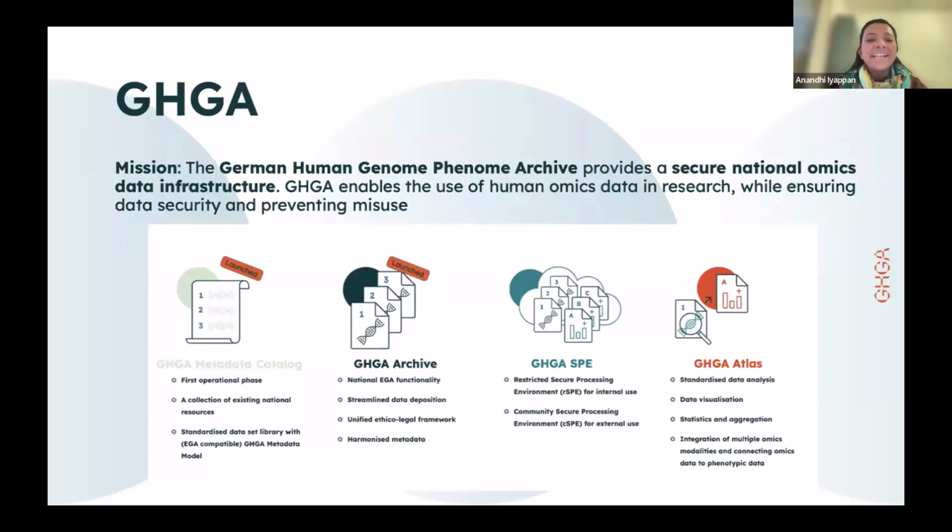Thank you. So GHGA is the German Human Genome-Phenome Archive, the project that is focusing on providing a secure omics infrastructure for storing human genomics data in a safe and responsible manner. We also ensure that the data is highly protected and prevent any kind of misuse of the data. This project is phased across 4 stages. We are currently in the archive phase, and we are moving towards the SPE as well as the Atlas phase in the near future.